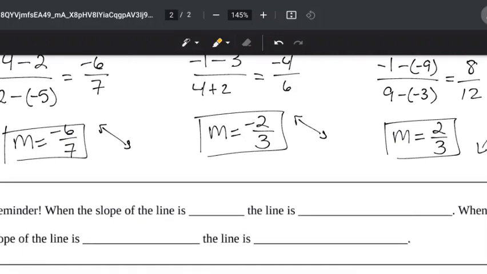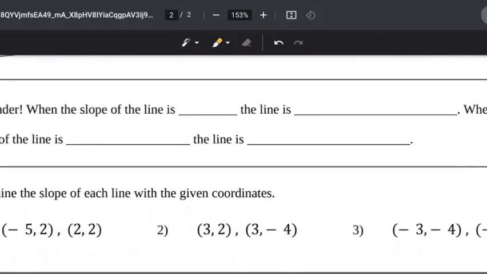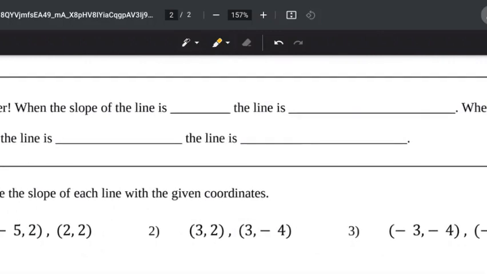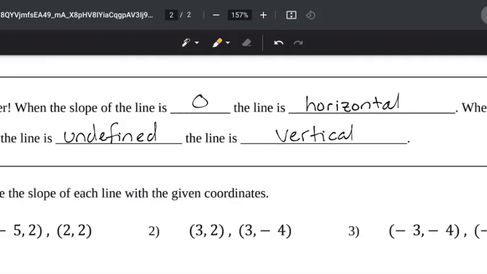Okay, let's move on to our last section here. We have some special situations. Just a quick reminder, when the slope of a line is 0, then the line is horizontal. That's what we just discussed on the previous page when we were counting the slope on the graph. And also, when the slope of the line is undefined, the line is vertical. So again, a little visual: horizontal is just straight left to right, and vertical is straight up and down.